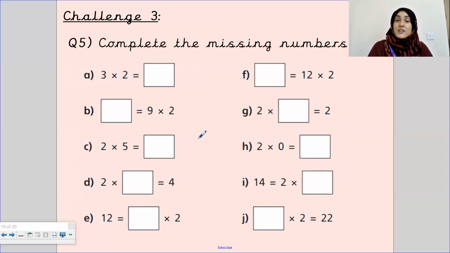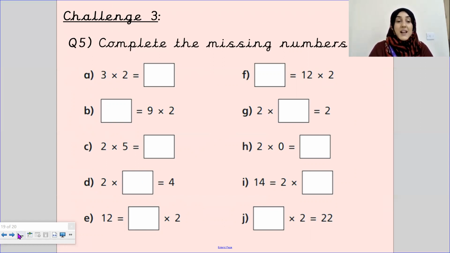Okay, next, challenge 3, question 5. It says complete the missing numbers below. So we've got A, please not number them, but put the alphabet next to each question so I know which answer you have input for which alphabet.